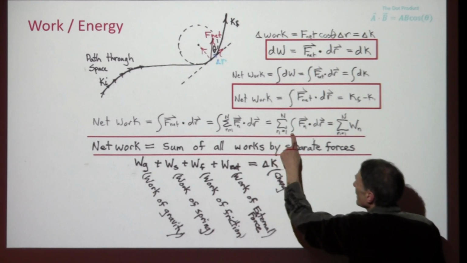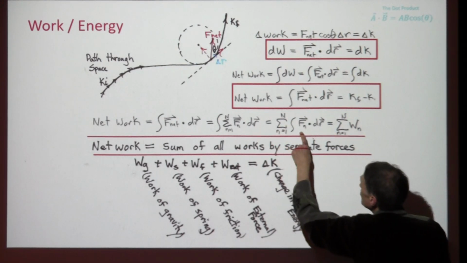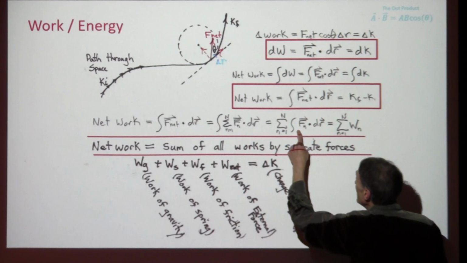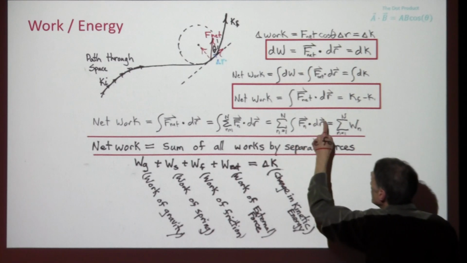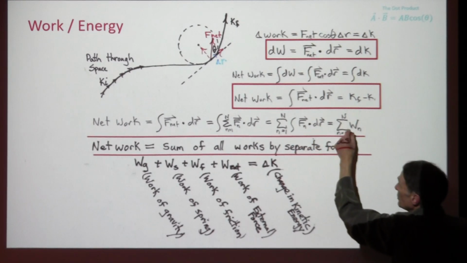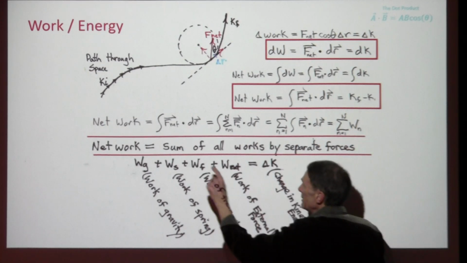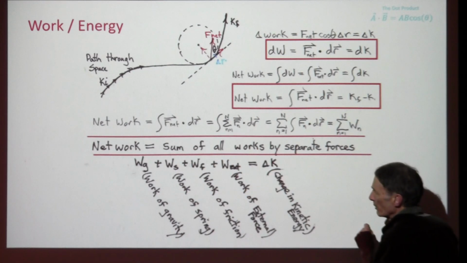So the idea, if you've got a number of other forces that are acting, you can get the work of an individual force, not just the net force, but all these individual works, and we would just sum up the individual works on these things. So the net work done is the same as the sum of all the works done by the separate forces.